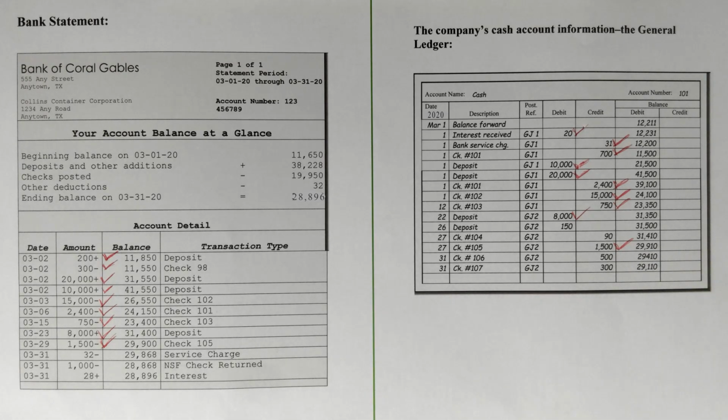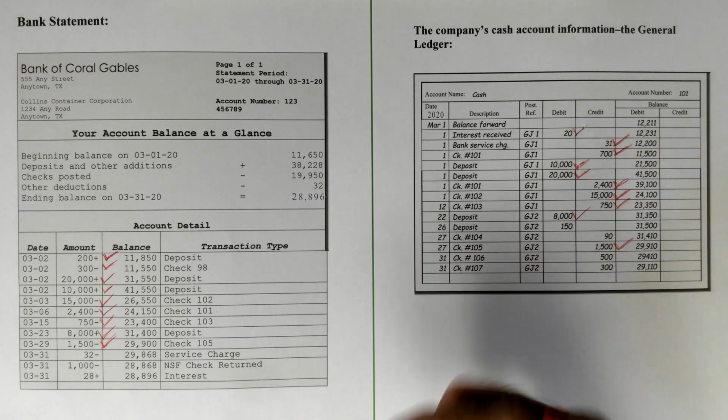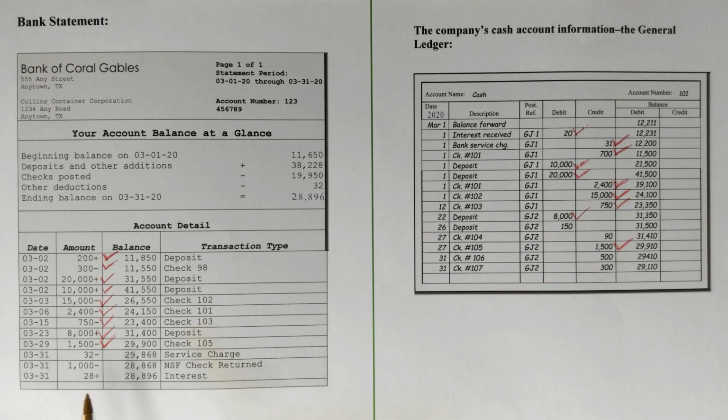Now, are we done? No, we're not quite done. We've looked at the company's general ledger and checked in this direction. But now we should look at the bank statement and see if any of the items on the bank statement are on the general ledger. In theory, there shouldn't be any, but who knows?